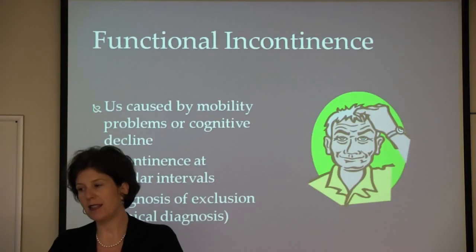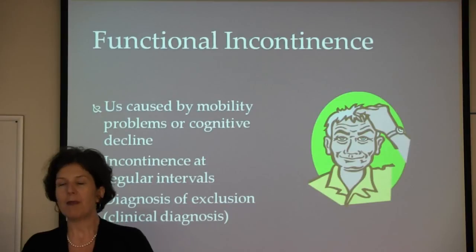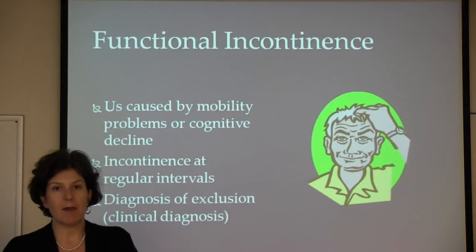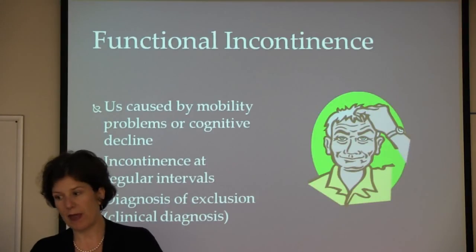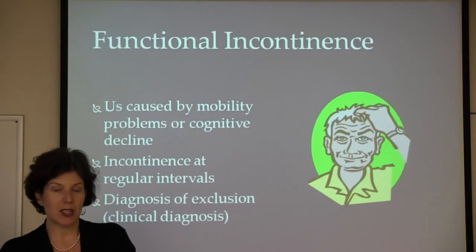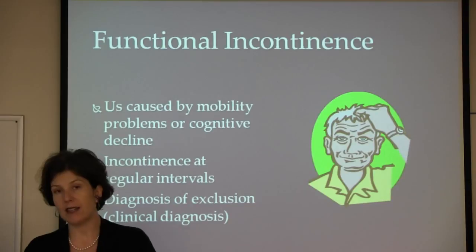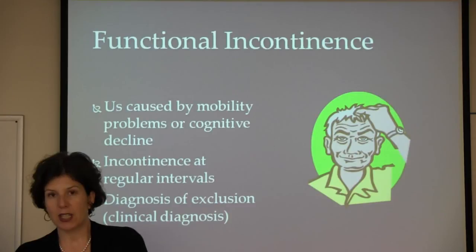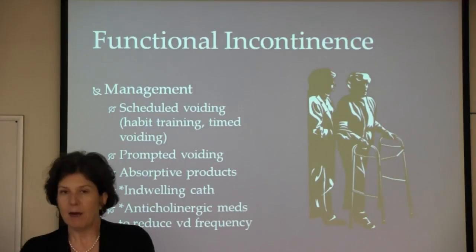The next type of incontinence is functional incontinence, and this is secondary to mobility problems or cognitive decline. And this is typically continence at regular intervals. So the person may be able to hold it sometimes, but then they become confused and wet their pants. This is diagnosed with exclusion of all the other criteria. Sometimes they may have functional incontinence superseding another type of incontinence, if they have mobility issues and cognitive decline also.